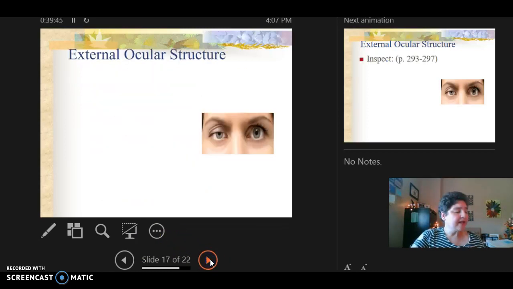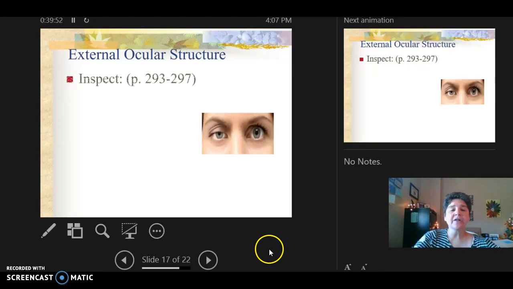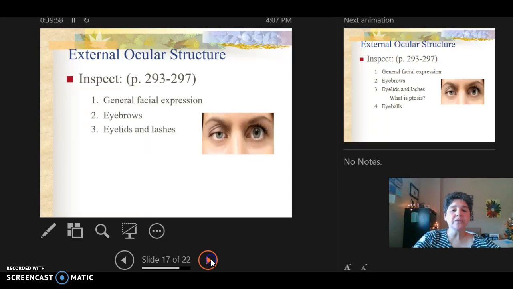All right, as we look at the external ocular structures, the structures of the eye, we want to inspect those. This is all in your book on pages 293 to 297. Things we're looking for are the general facial expression. We're looking for their eyebrows, looking at their eyelids and lashes. What is ptosis? Do you know what ptosis is? Look it up. It's in your textbook. And then looking at the eyeballs. And how about what is exophthalmos?